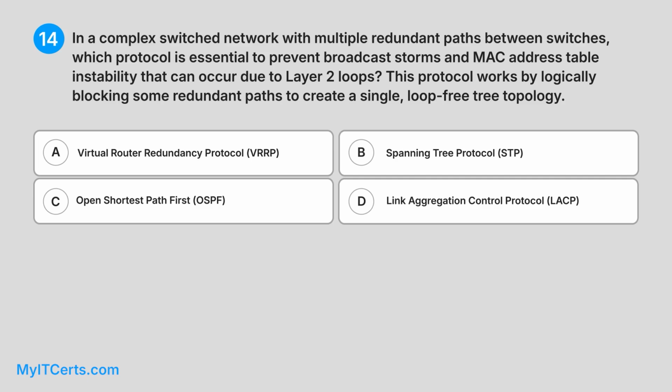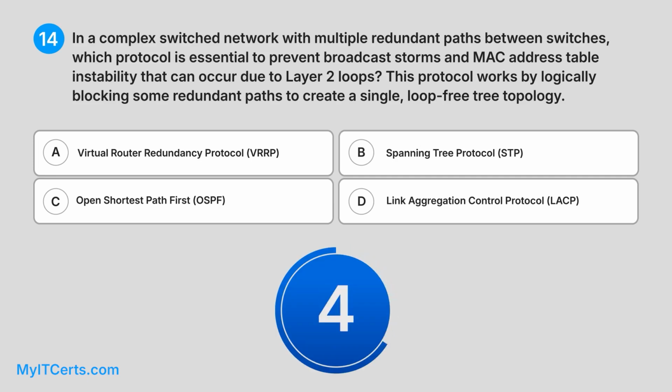A. Virtual Router Redundancy Protocol, VRRP. B. Spanning Tree Protocol, STP. C. Open Shortest Path First, OSPF. D. Link Aggregation Control Protocol, LACP. What do you think is the answer?